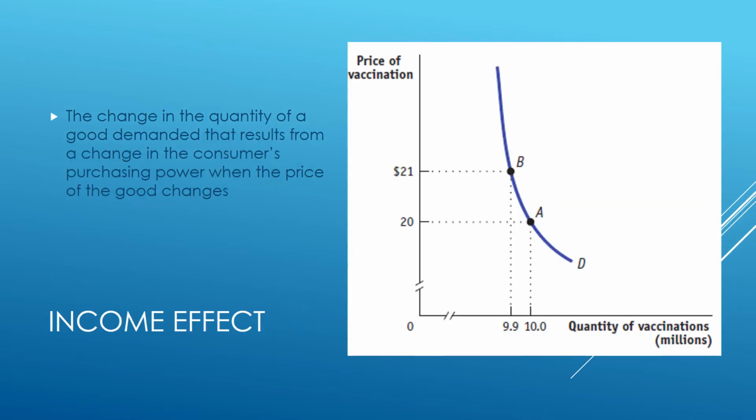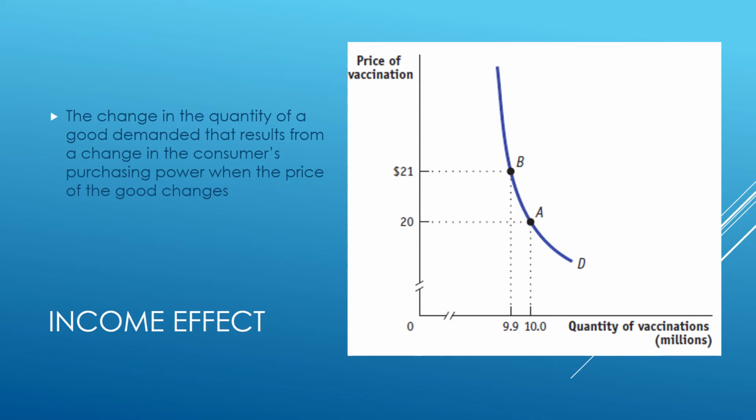Now there is another reason, and it's the income effect. What's happening is, when the price goes up on something, and I'm not going to read you the definition, you have it there to copy, remember, our income hasn't changed. We still have the same amount of money. So let's say, just making the numbers up, we make $400 a week. Now the price of a vaccination that used to be $20 is now $21.